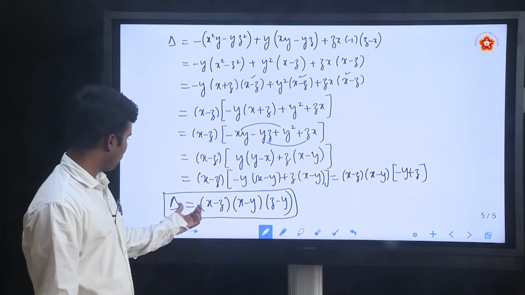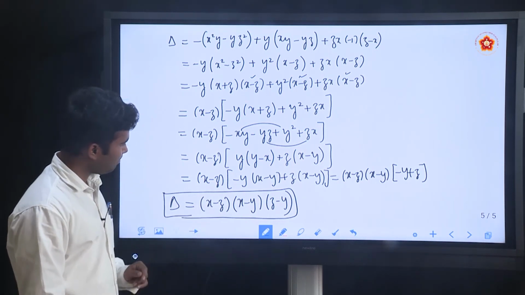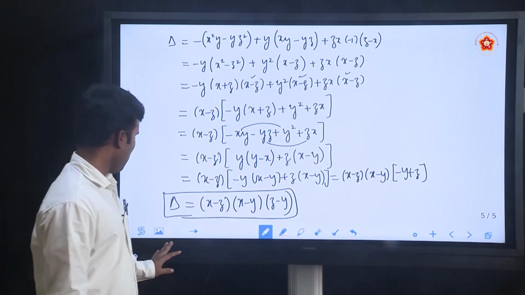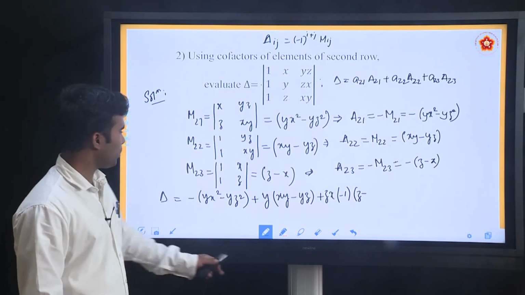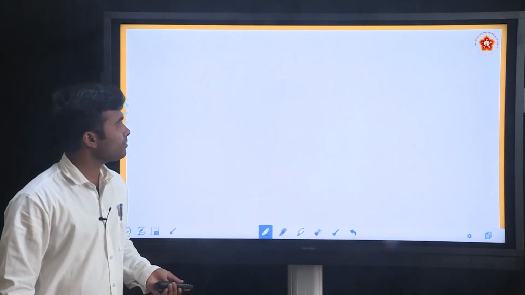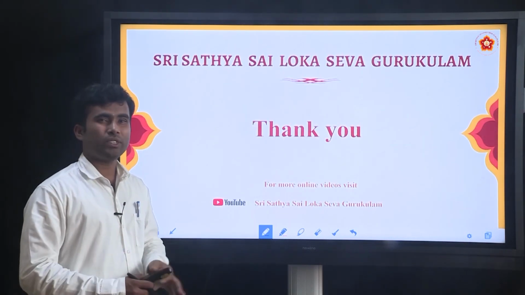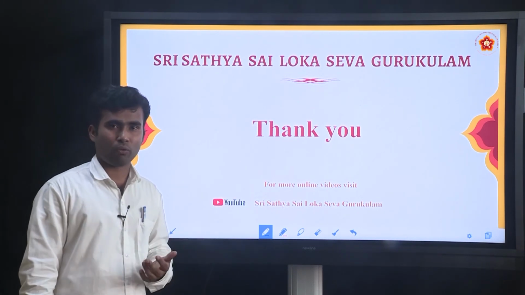This is the value of the determinant, which is an expression, not a number. Hence, this solves the problem. So, this is a very simple exercise, which helps in finding minors and cofactors.